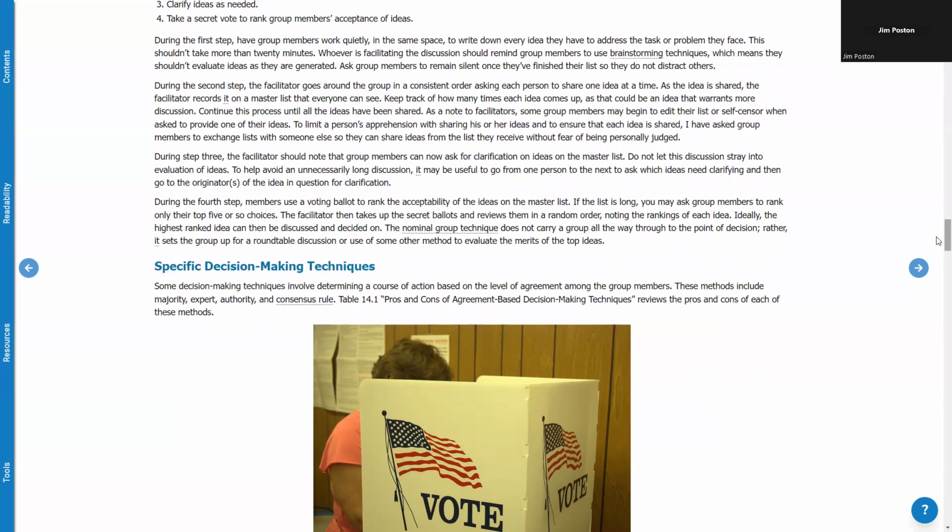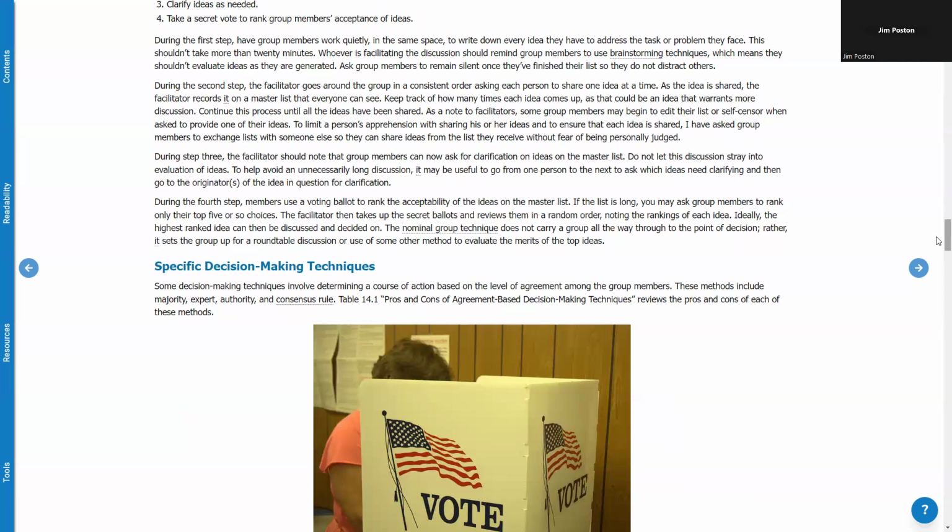During the second step, the facilitator goes around the group in a consistent order, asking each person to share one idea at a time. As the idea is shared, the facilitator records it on a master list that everyone can see. Keep track of how many times each idea comes up, as that could be an idea that warrants more discussion. Continue this process until all the ideas have been shared.